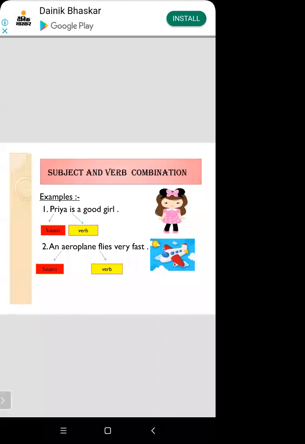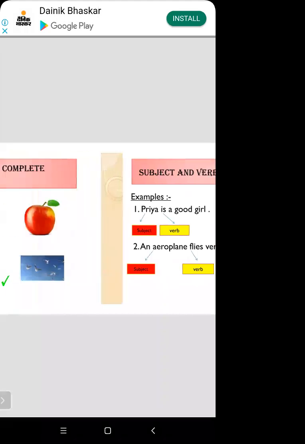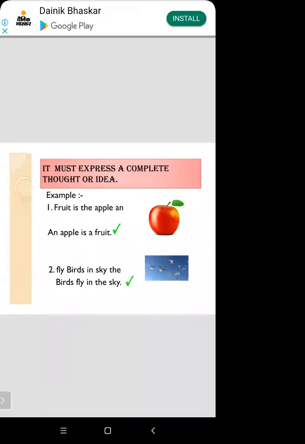Yes, you know the example. Birds fly in the sky. So here birds. Who is flying in the sky? कौन उड़ रहे हैं? Yes, birds. पक्षी हवा में उड़ते हैं. तो now birds is here as a subject. Now I'm giving an example of verb.